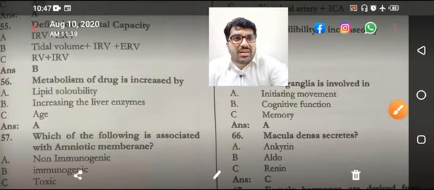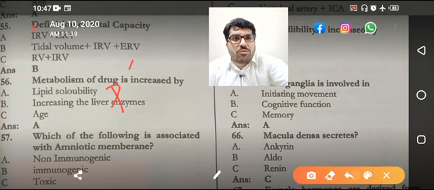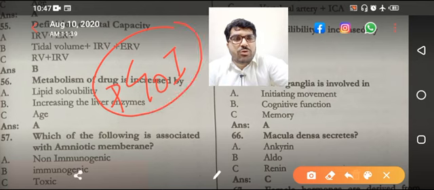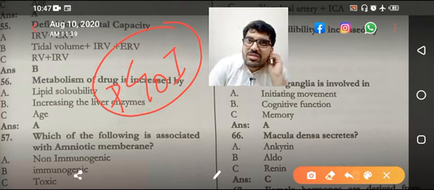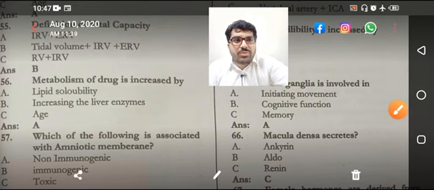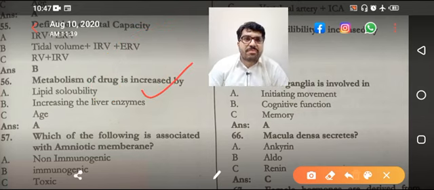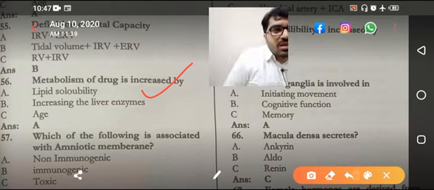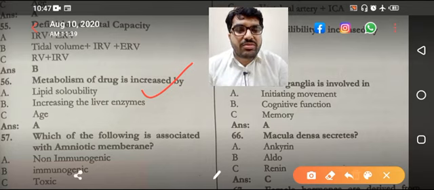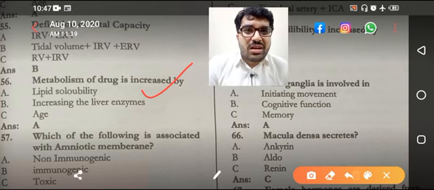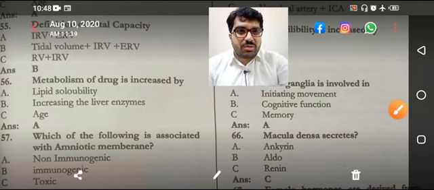Metabolism of drug is increased by, now this is again poor recall, this is actually P450 enzyme induction. The P450 enzyme induction increases metabolism of drug, and the P450 inhibition decreases metabolism of drug. So in the given options I will pick option B, because if you are increasing the liver inducer enzyme, not inhibition, that increases metabolism. If you are increasing the liver enzyme that are inhibitory, that will decrease metabolism.